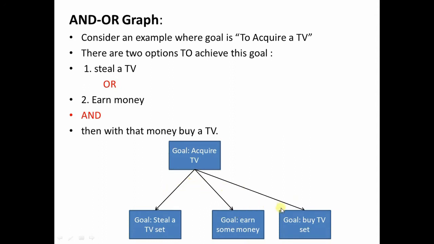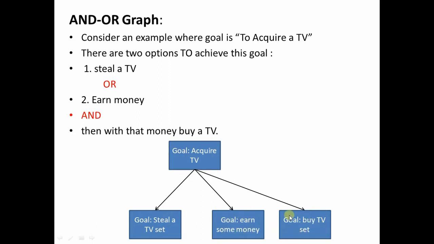Now let us see this particular section. To acquire a TV, first you have to earn some money, and once you earn enough money, you can go to the shop and buy a TV set. Please see, the sub-goal of earning some money is dependent on the sub-goal of buying a TV set. If you don't have the goal of buying a TV set, then you will not save that much money. Also, the goal of buying a TV is dependent on this sub-goal. That means you can buy a TV only if you have earned enough money.